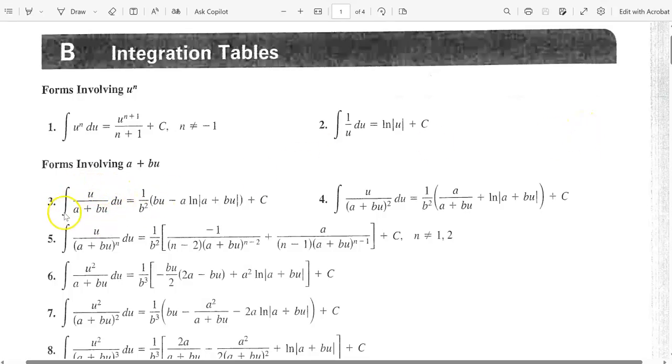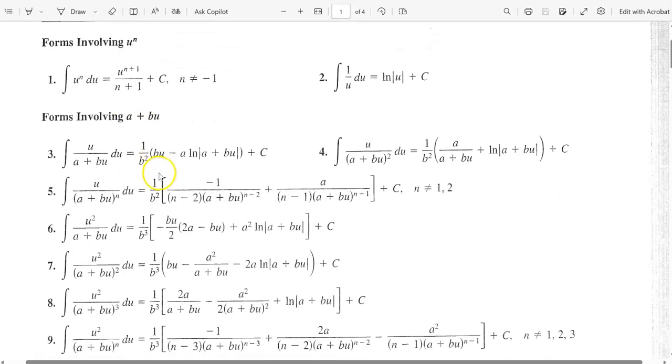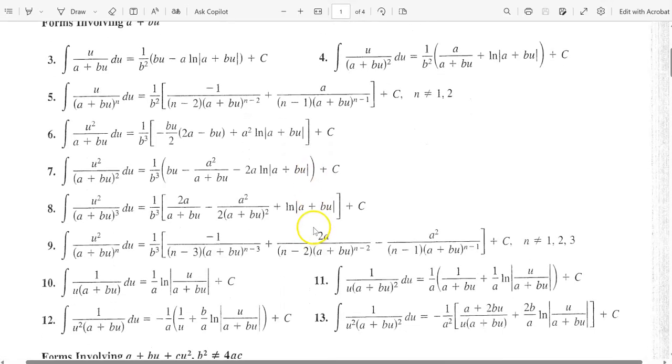Like for instance, this one, if we wanted to derive where it came from, notice u is our variable. The degree of the top is the same as the degree of the bottom, so we would do long division. And then we would integrate the quotient plus remainder over divisor, and that's where this guy would come from. So we could derive where these are coming from. Same here, this would be a partial fraction decomposition. But if you have something in this form, a plus bu, and you don't know what else to do, tables may be a great place to start. Maybe we could integrate using one of these formulas here.